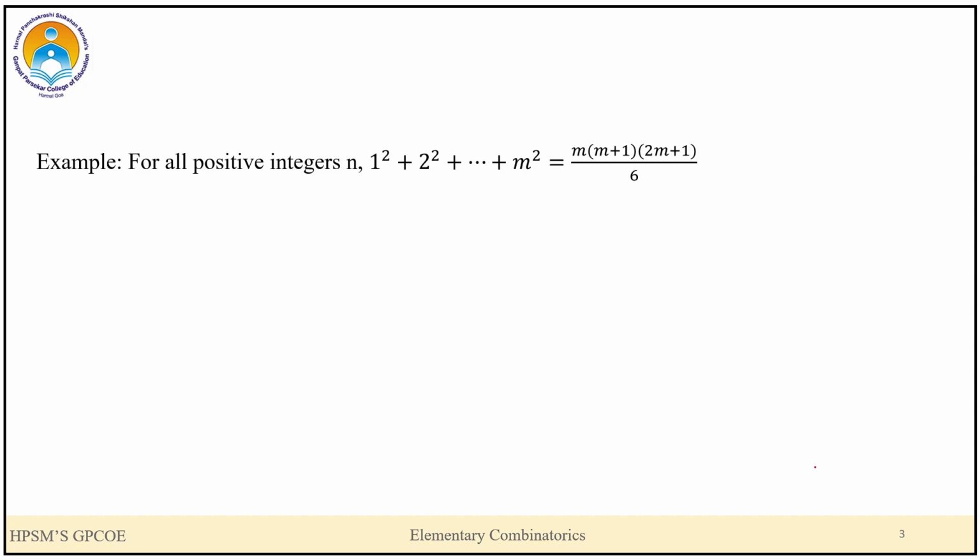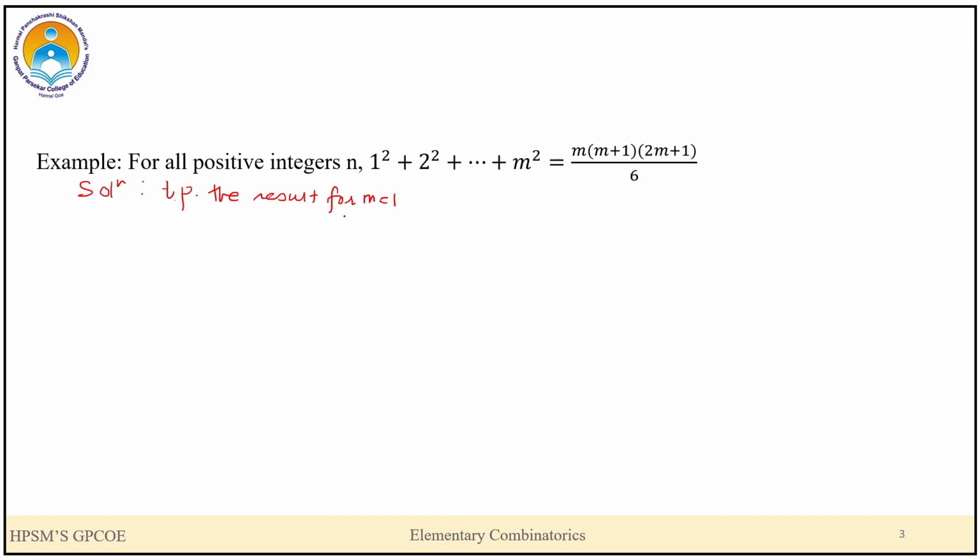First example: for all positive integers n, 1 square plus 2 square up to m square is equal to m into m plus 1 into 2m plus 1 divided by 6. So the first step that we have over here is the result for m equal to 1.